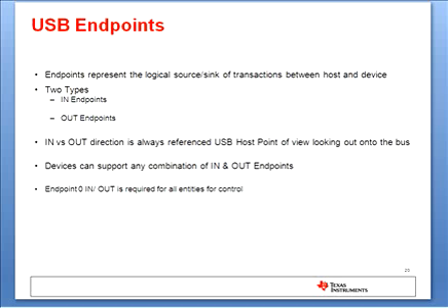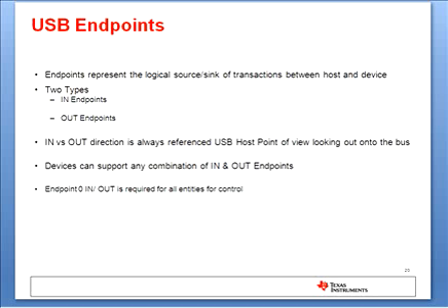The next term that you must be familiar with is USB endpoint. And an endpoint is a logical sink or source of transactions between a host and hub and or device. There are two types of USB endpoints, an in endpoint and an out endpoint. In versus out directionality is always referenced from the USB host point of view, looking out onto the bus.